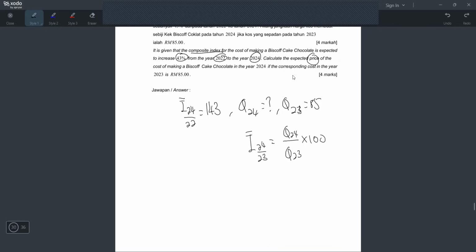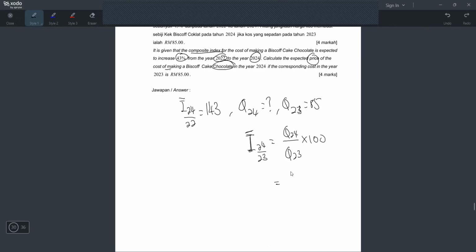Because this question, they never mention material A, B, C, D, or E. This price is actually the price of the cost of making chocolate. It means this is the composite index. Okay, you have to put in the composite index for 24, 23 here.